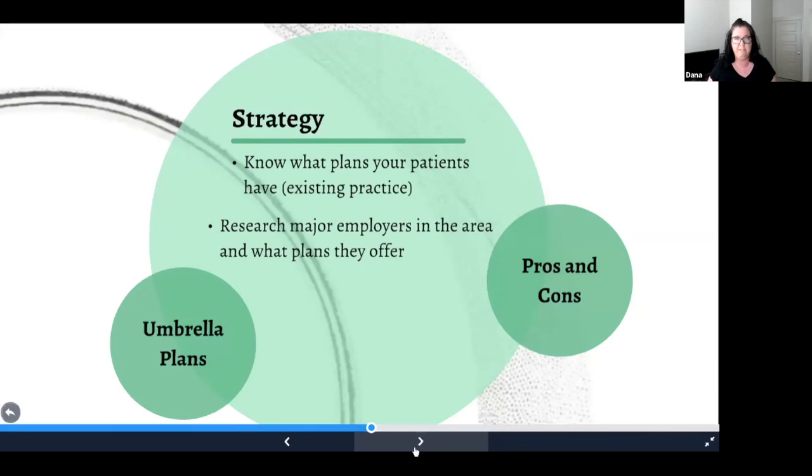Research major employers in the area and what plans they offer. And the most important one is know your umbrella plans or your TPAs, your third-party administrators. Umbrella plans are things like Connection Dental, Carrington, DHA, Sun Life, Principal, Aetna, Guardian, you name it, it's out there. There's a lot of them, and you need to know them. So if you don't know them, educate yourself or hire somebody who knows them. So you've got to know your umbrella plans to know where to strategically place yourself. Because I'm going to teach you something in this next slide that's going to be real eye-opening as far as these umbrella plans and TPAs.